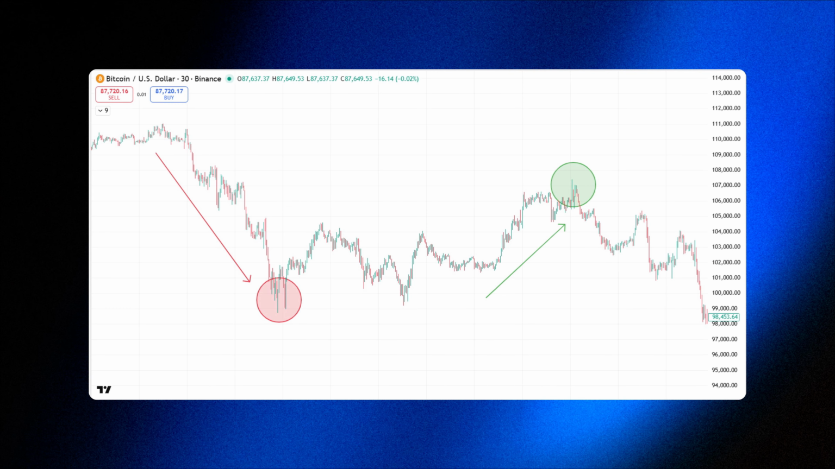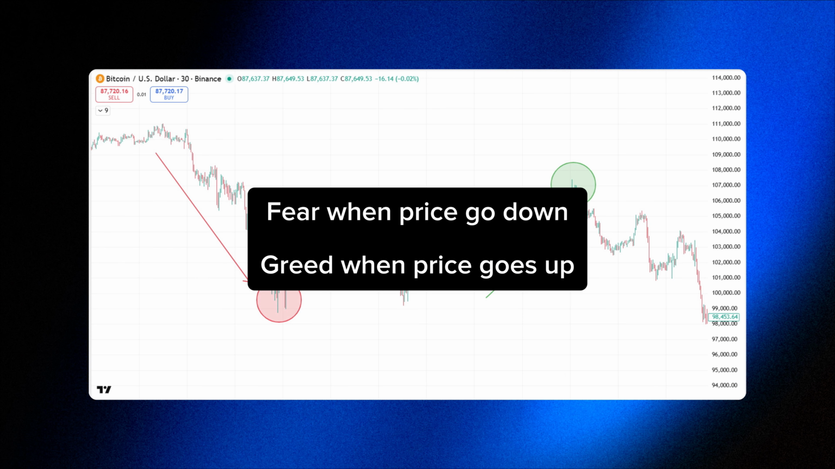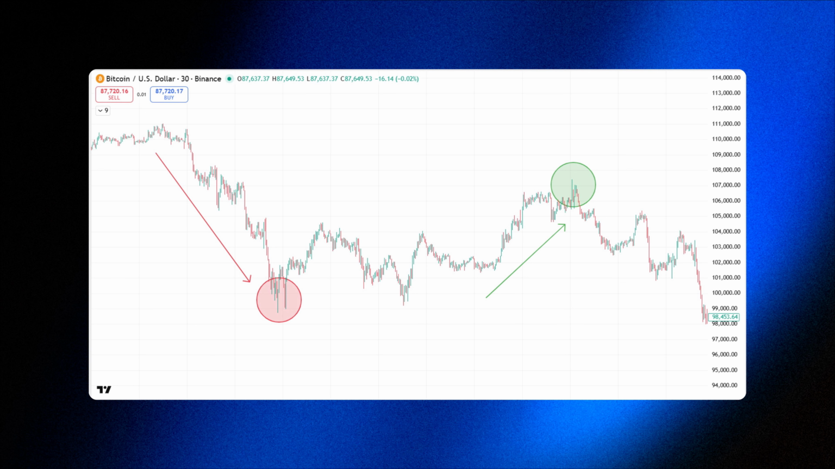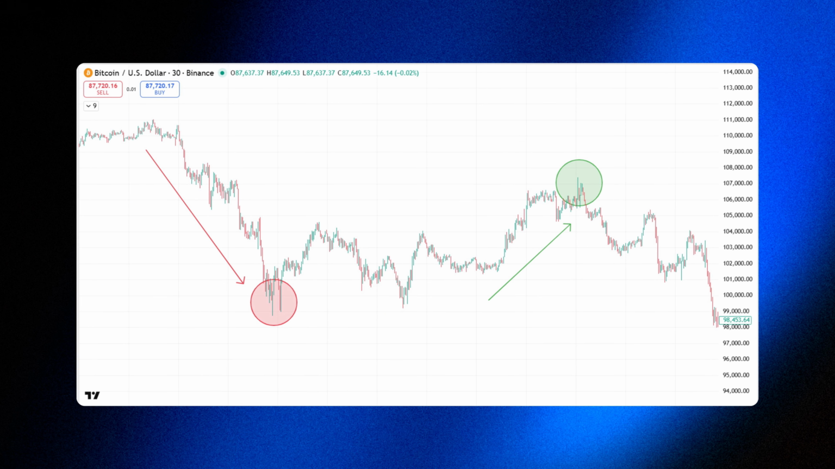Okay, now that we talked about support and resistance, let's learn about trading trends in crypto. The biggest mistake new traders make is being too late to the trend. They get scared when prices drop and get greedy when prices go up, and this makes them do the wrong thing at the wrong time. And timing in crypto is everything. So here is what happens.